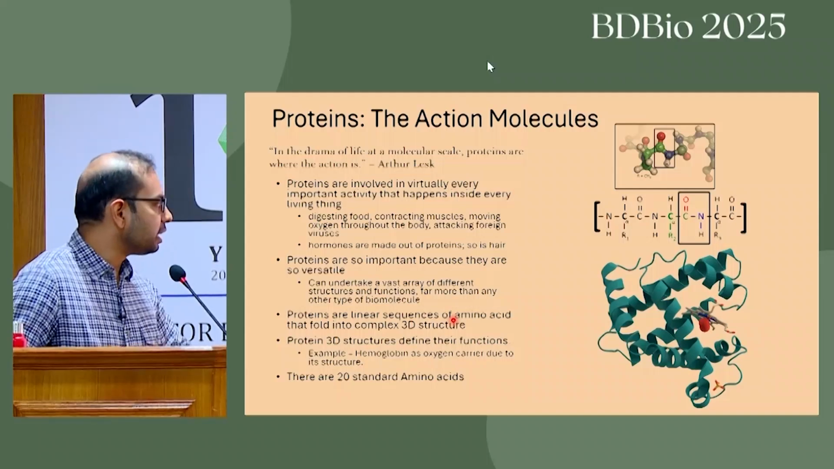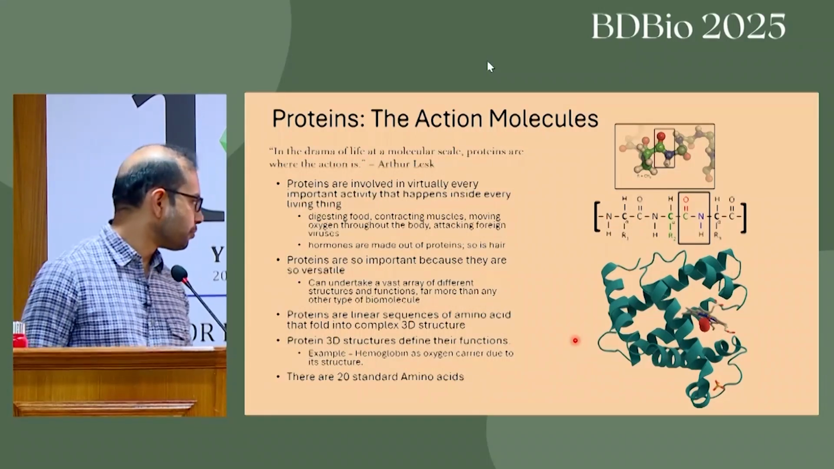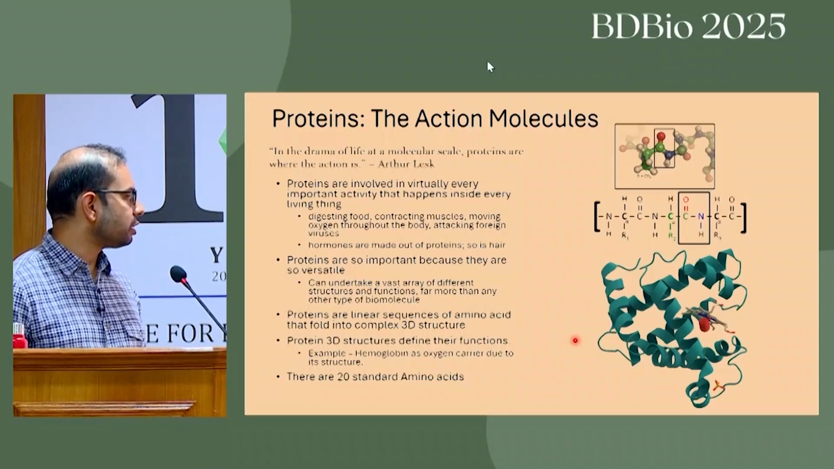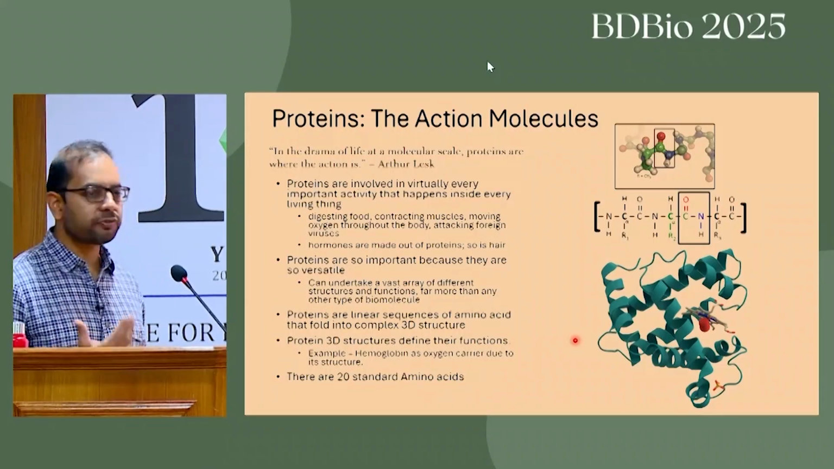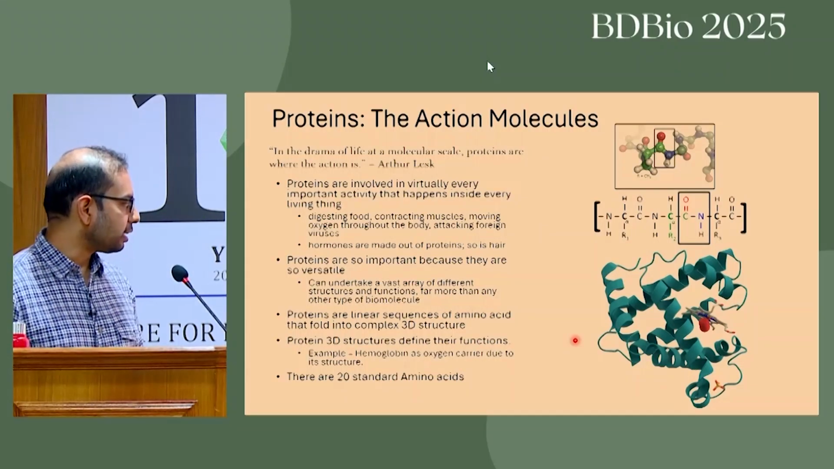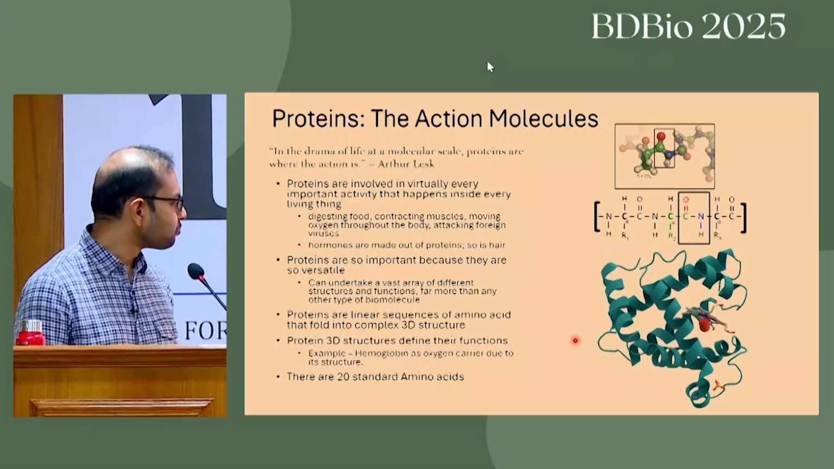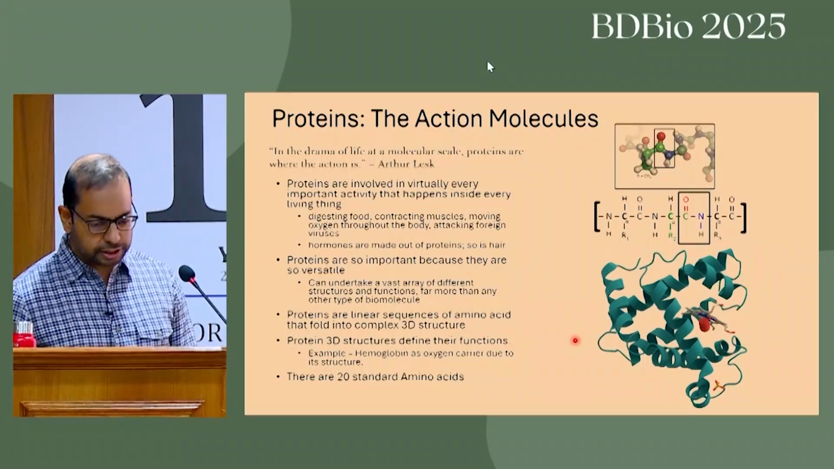So what are proteins? They are linear sequences of amino acids that can fold into a complex 3D structure. Protein 3D structures define their functions. For example, hemoglobin is the oxygen carrier, right? And it's because it has a structure like that which can bind to an oxygen molecule. And there are 20 standard amino acids.